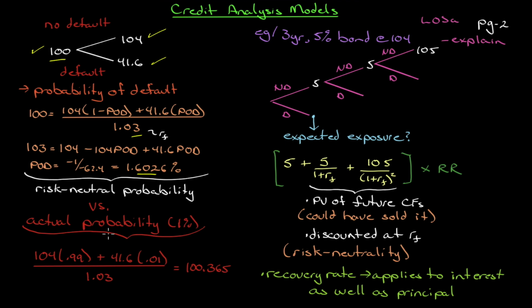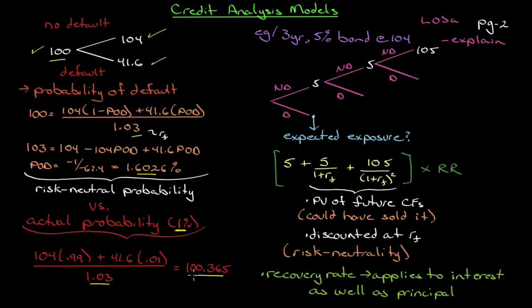Versus, let's say, an actual probability. For this particular series of bonds, let's say it's a AA rated bond, we've looked in the historical record and we've seen that roughly 1% of them will default. Okay, well, let's say that we use the 1% then. 104, this is the probability of not defaulting, plus 41.6 times the probability of defaulting, and we'll discount it again at the risk-free rate. We get 100.365. We do not recover 100, we get 100.365. We're a little too high.